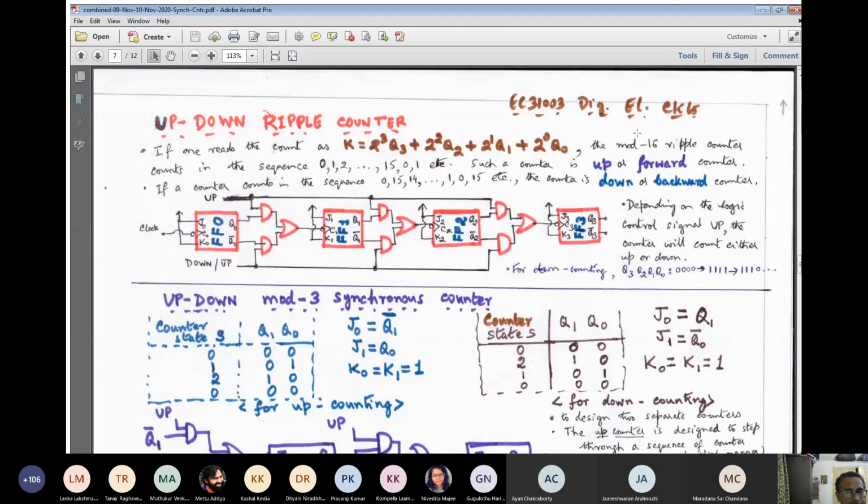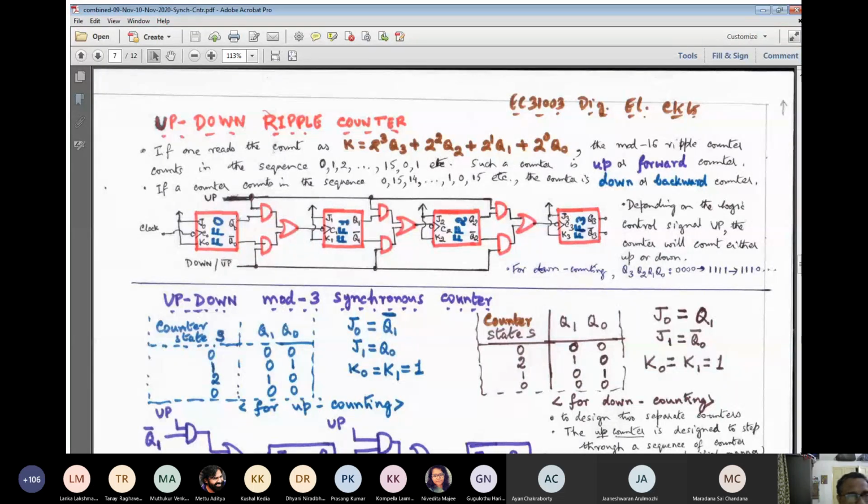Then the modulo 16 ripple counter will count in the sequence with the progression of time. So 0, 1, that means all of the flip-flops are in clear state, and finally it will attain the all set state. Again, the next state will be all reset. So that's what you have seen for the ripple connection. Now that will happen, as you can see, when the clock input of each flip-flop is directly fed by the normal output of the immediate left neighbor, right?